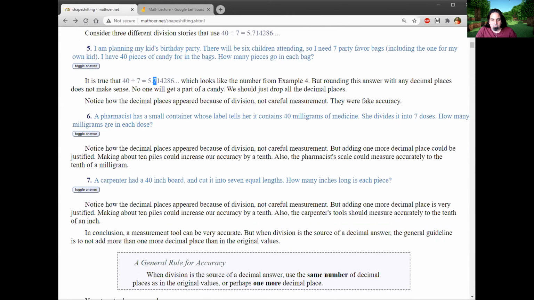How about number 2? A pharmacist has a small container whose label tells her it contains 40 milligrams of medicine. She divides that into 7 doses. How many milligrams are in each dose? So we're still doing 40 divided by 7. How much should we round that time? Well, technically, okay, hold on.